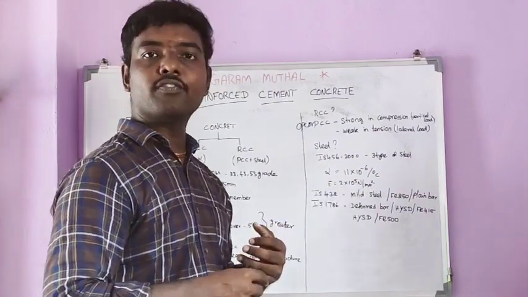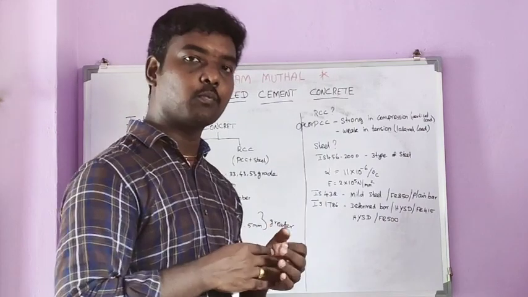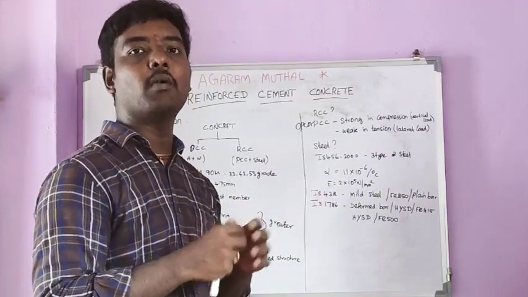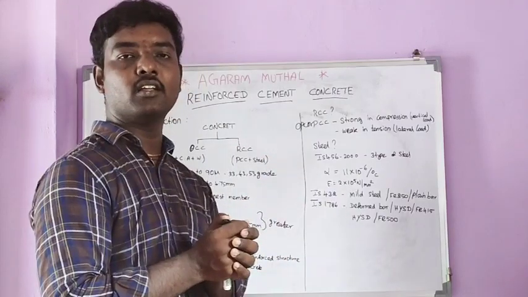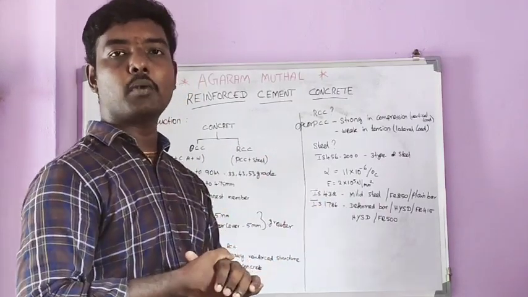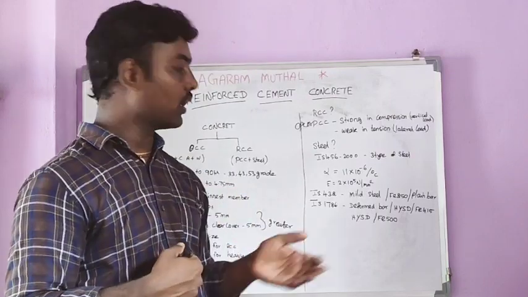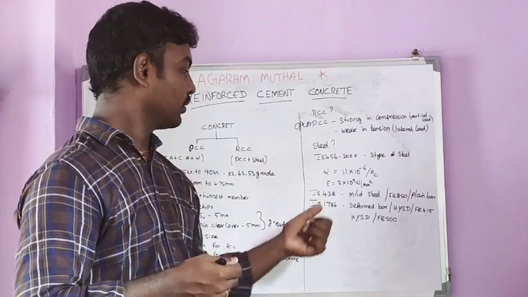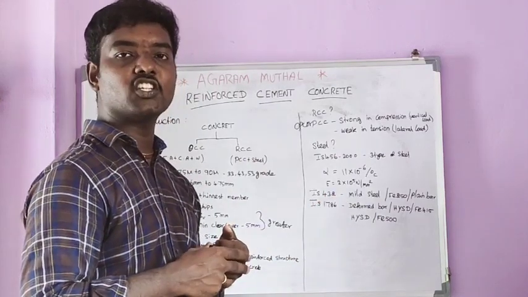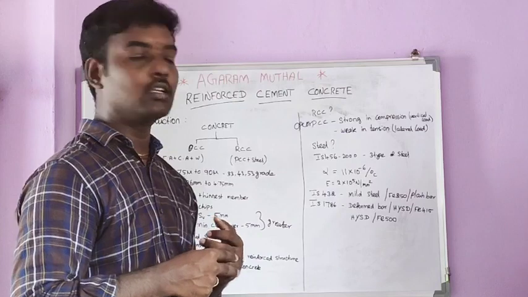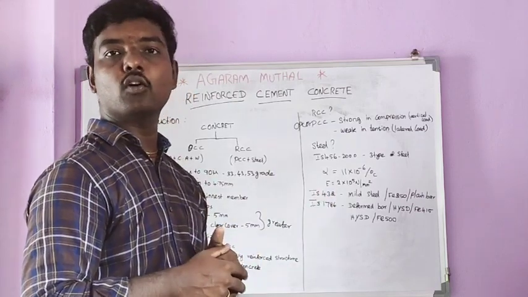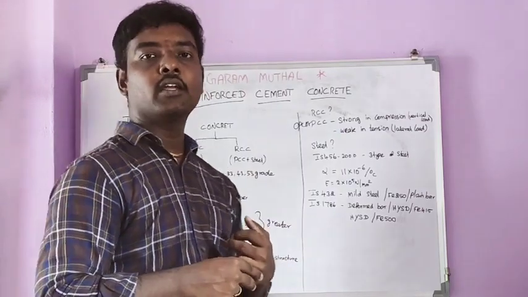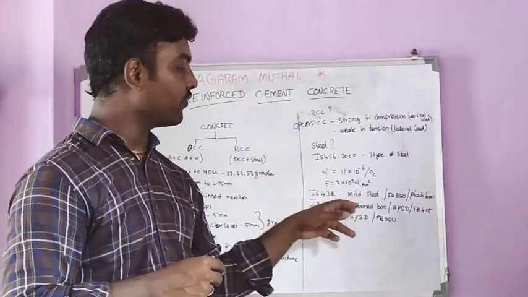One is Fe250, in other terms called mild steel or plain bar. There won't be any deformations. The bar is straight and should be flat. That kind of bar is called a plain bar or mild steel bar, in other words Fe250. Its specifications and property details are given in IS 432, and IS 1786 is the code used for deformed bars.